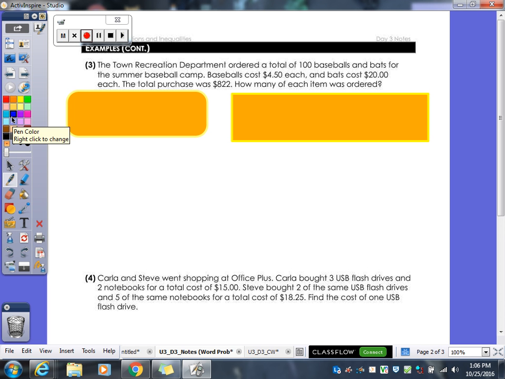The Town of Rec Department ordered a total of 100 baseballs and bats for a summer baseball camp. Baseballs cost $4.50 each and bats cost $20 each. The total purchase was $822. How many of each was ordered? So I'm going to let X equal baseballs and Y equal bats. Now, this is the total question I was talking about.